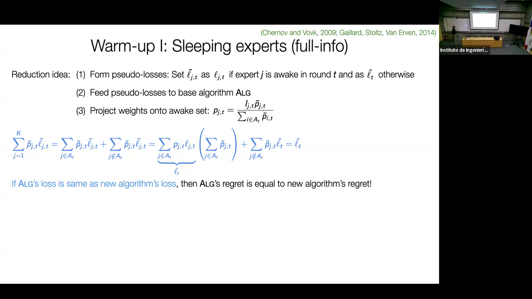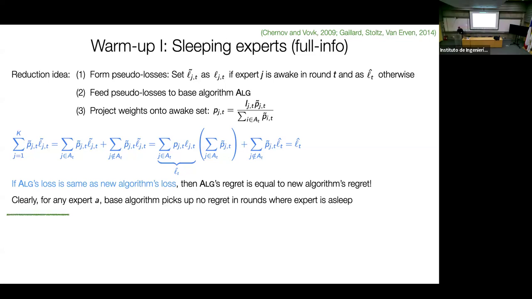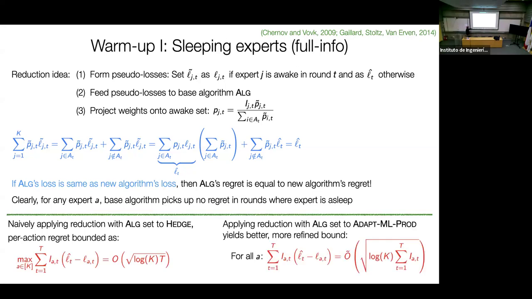Okay. And so we have this thing that we wanted: this base algorithm's loss is the same as the new algorithm's loss. Another nice thing that happens is because of the way we define the pseudo losses for asleep experts, the asleep expert will have the same loss as the learning algorithm. And therefore, when we're comparing to an expert, we don't pick up any regret in rounds for which the expert was not available, because that expert was identical by definition to the learning algorithm. And these two things together, in the case of a course bound for hedge, you can simply say, well, the regret bound that I had for hedge with experts that are always awake, using this reduction, I can still get square root of log k divided by, square root of log kt.